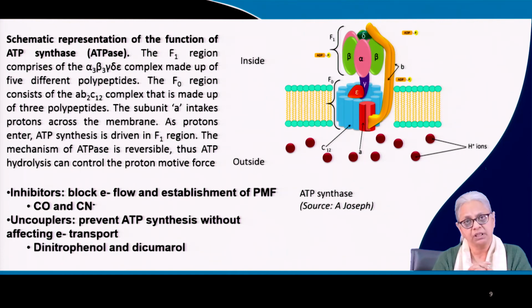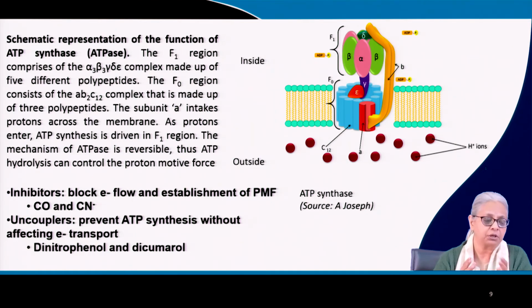Now, there are two things from the environmental microbiology point of view. We have two groups of compounds that are very important. One is inhibitors. These inhibitors are compounds that block the flow of electrons and the establishment of the proton motive force. So you have carbon monoxide and cyanide. We know that both of them are toxic compounds. So the nature of their toxicity is to prevent the electron transport chain from proceeding. They prevent PMF from being established, and therefore ATP generation stops.